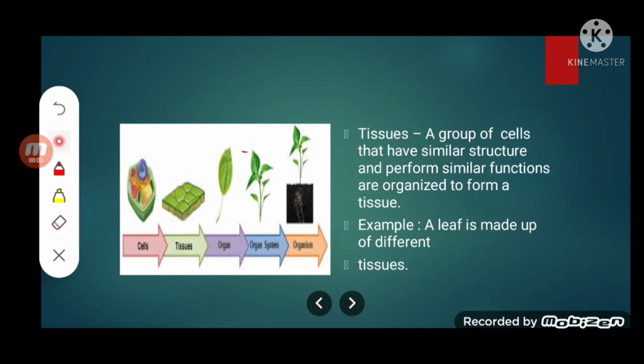For example, a leaf is made up of different tissues. In a plant, a leaf is an organ, a part of a plant, which is made up of epidermis, which protects the leaf, and the leaf also has tissues which prepare food for the plant. And in the center there are tissues called xylem and phloem. They help in transportation of food and water. So this shows that an organ is made up of different kinds of tissues. Different tissues are allotted to perform different functions. So let us see the function of different tissues in a plant.